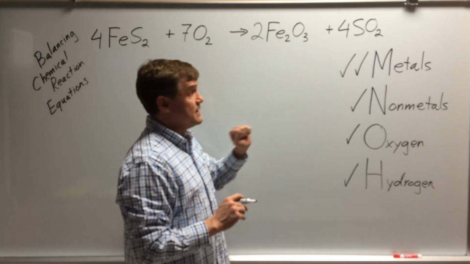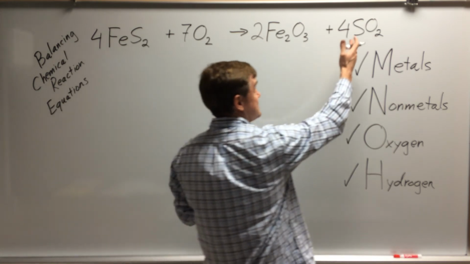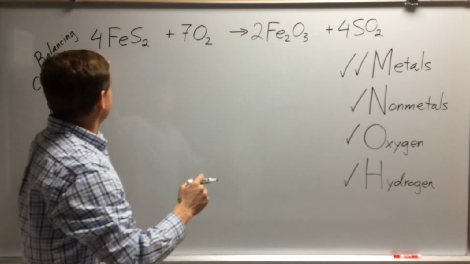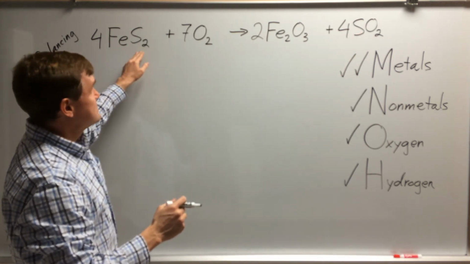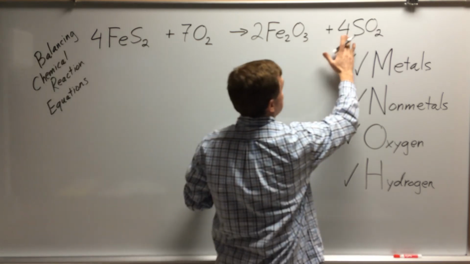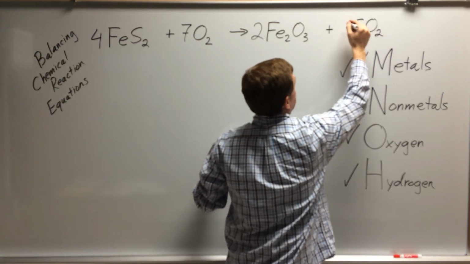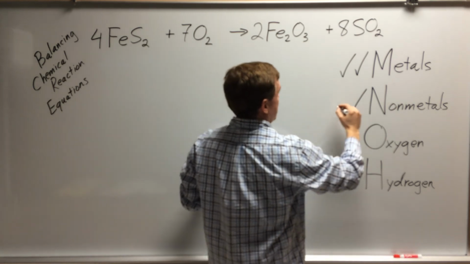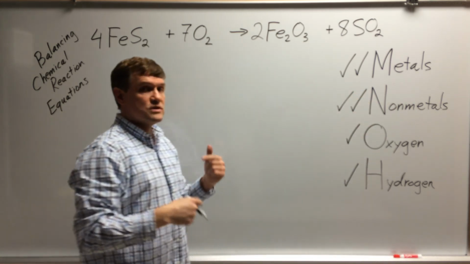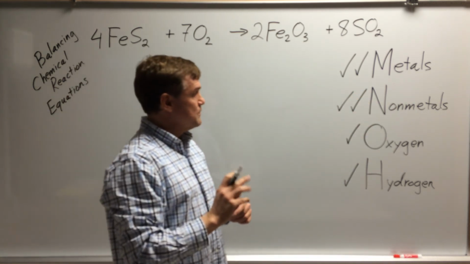Next step, nonmetals. There's only one nonmetal, that's the sulfur. Now here I have 4 times 2, or 8 sulfurs. And in order to get this to 8 sulfurs, I have to put my 8 here. And we're going to put our check mark. And you see the numbers start to go up, and you might start to worry, but don't.